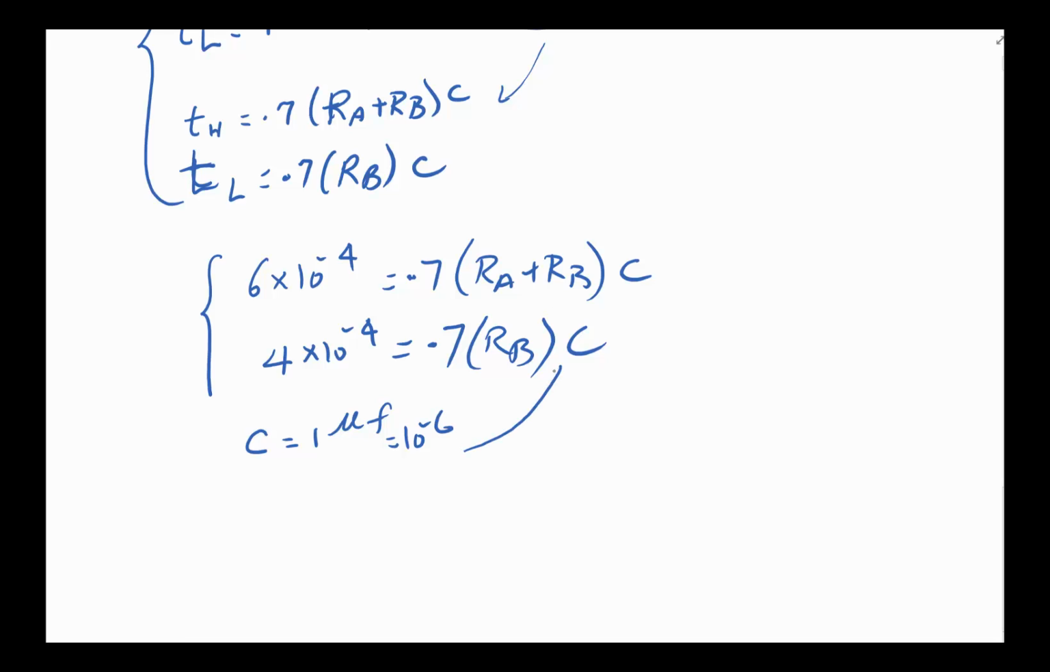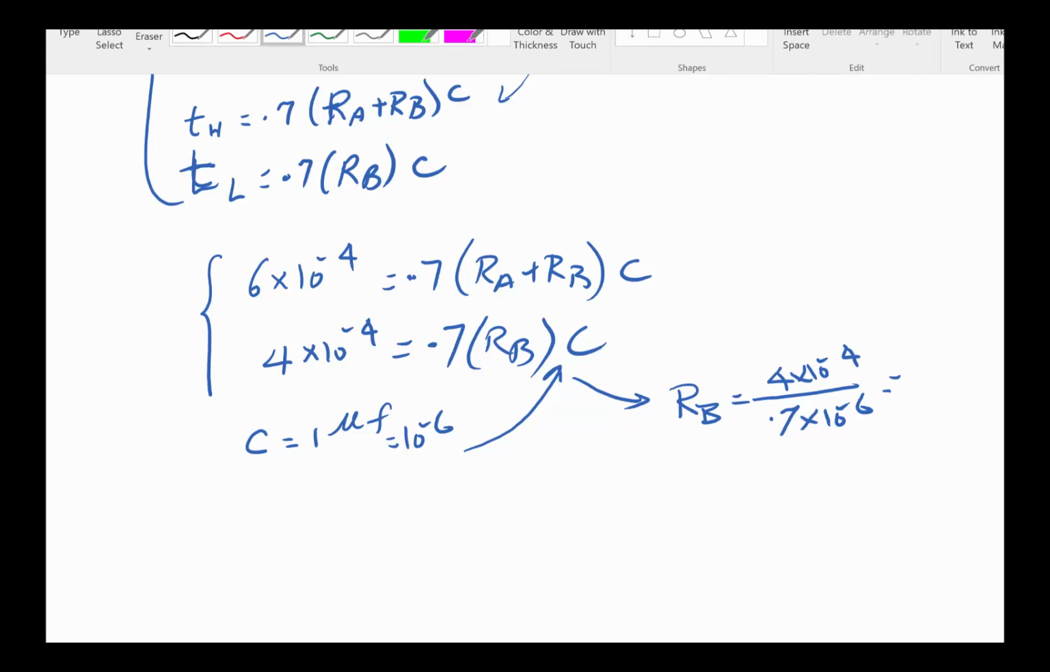As soon as I pick this, with this equation, RB has to be equal to 4 times 10 to the minus 4 divided by 0.7 times 10 to the minus 6. If I do that, then I will have my RB figured out. So if you do this work, we get this to be 571, and that's in ohms.